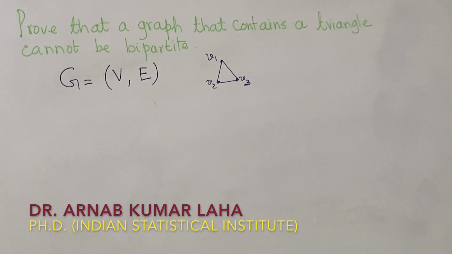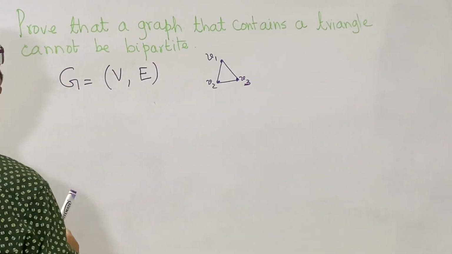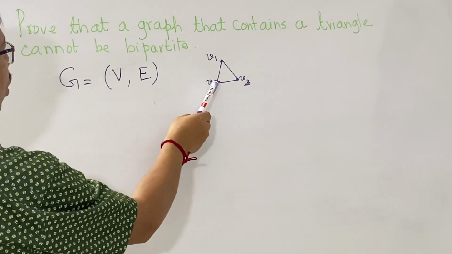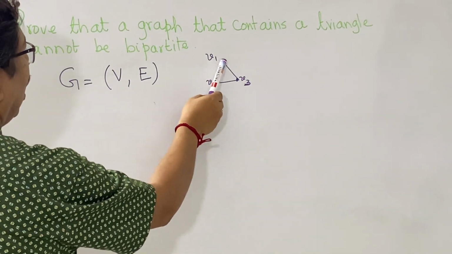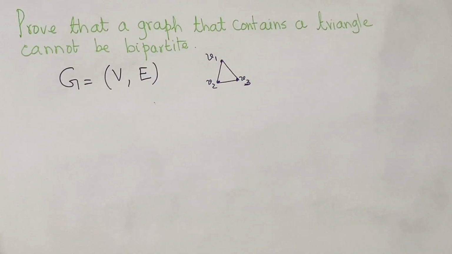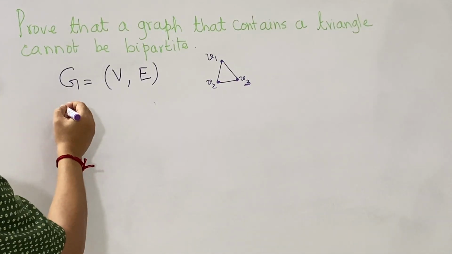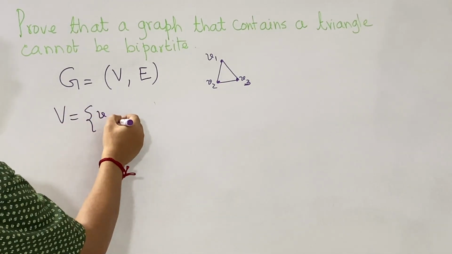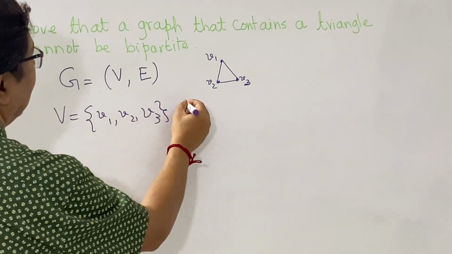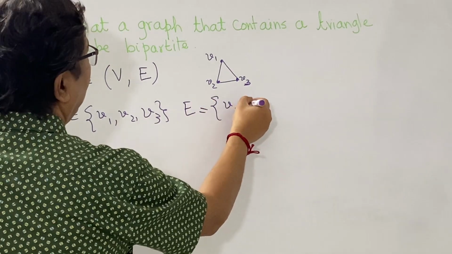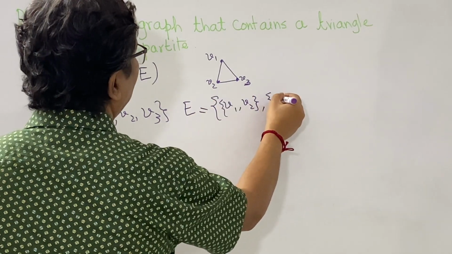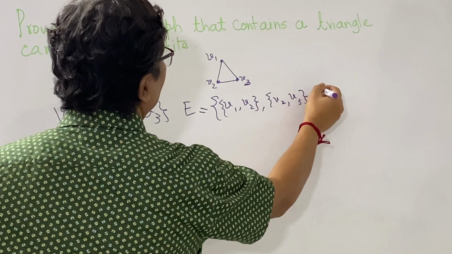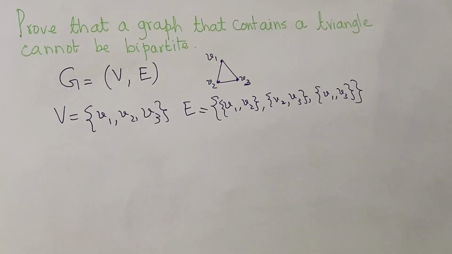So here we have a triangle which consists of the edges {V1, V2}, {V2, V3} and {V1, V3}. So if we have to write formally, then we can write V is equal to {V1, V2, V3} and E is equal to {{V1, V2}, {V2, V3}, {V1, V3}}.